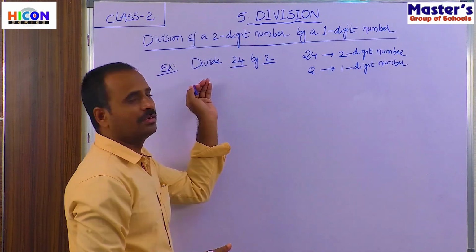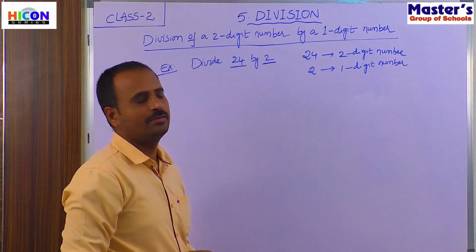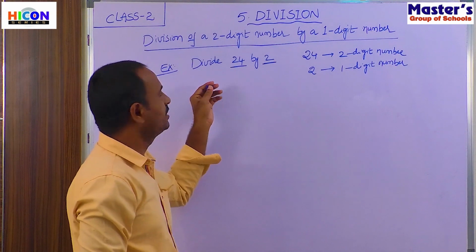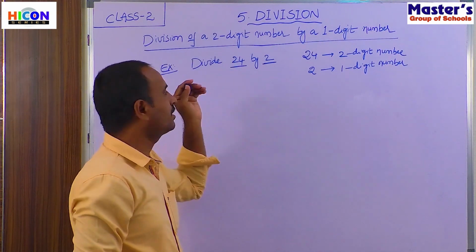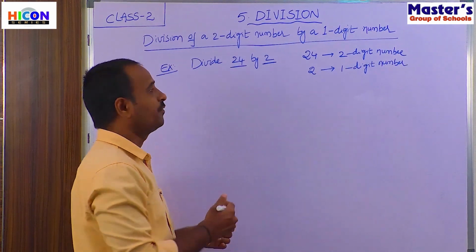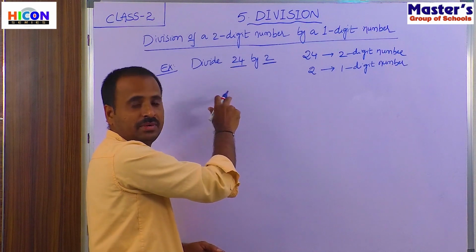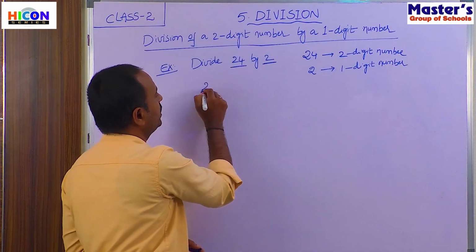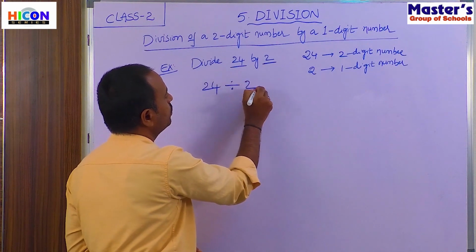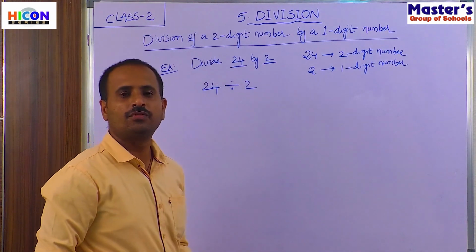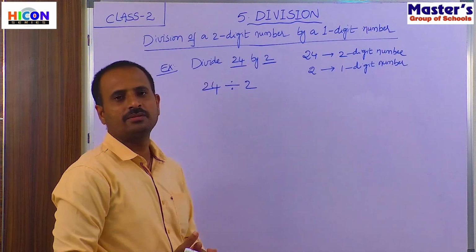First we have to convert this sentence, that is divide 24 by 2, using the symbol divided by. How can we convert this into division? That means 24 divided by 2. So this is the conversion. First we have to convert the sentence into division.